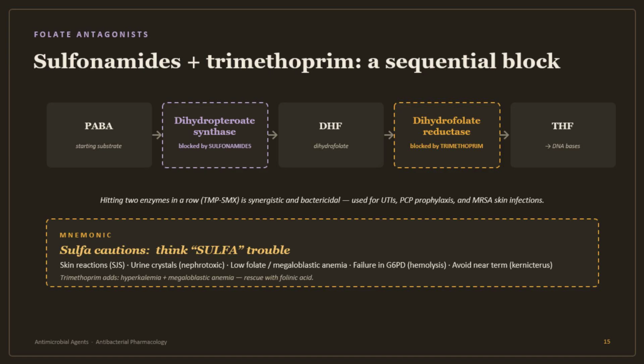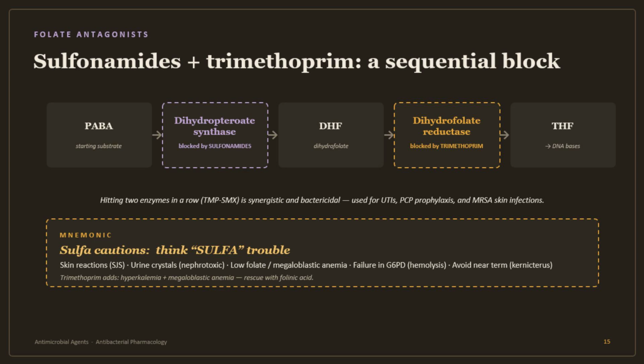Sulfonamides block that first enzyme, dihydropteroate synthase. Trimethoprim blocks the later one, dihydrofolate reductase. Hit two enzymes in a row, that's TMP-SMX, and the combination is synergistic and bactericidal. We use it for otitis, PCP prophylaxis, and MRSA skin infections.